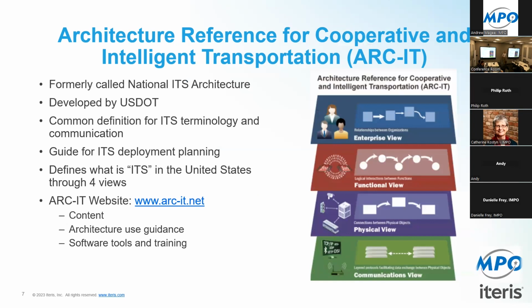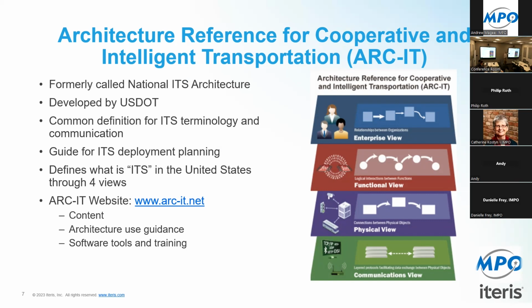So we base our architecture on the national ITS architecture as a reference, which is now called the Architecture Reference for Cooperative and Intelligent Transportation Systems, ARC-IT. It's been around since 1996, when the national ITS architecture was first released. It's given us the definition of ITS terminology, so there's a basis to work from. It's a guide for ITS deployment, so we can look at the functions we need to put in place and the systems we need to define around them. Then as technology makes it possible, we can go to implementation. It helps guide us to that.